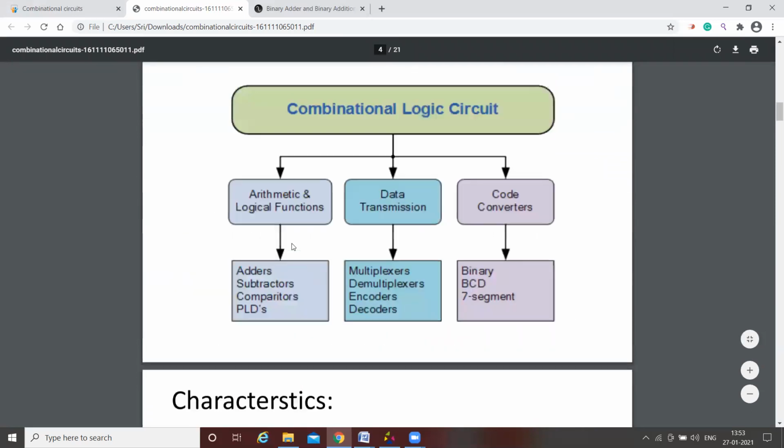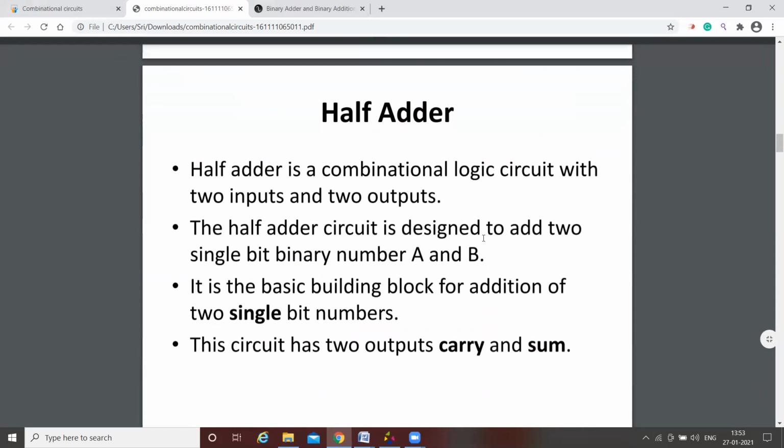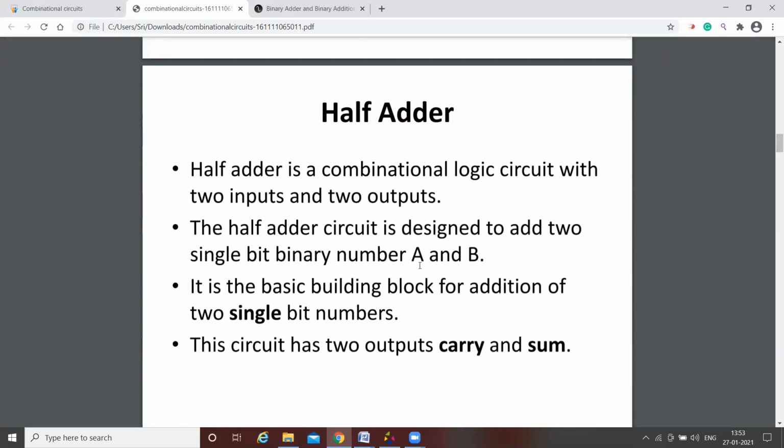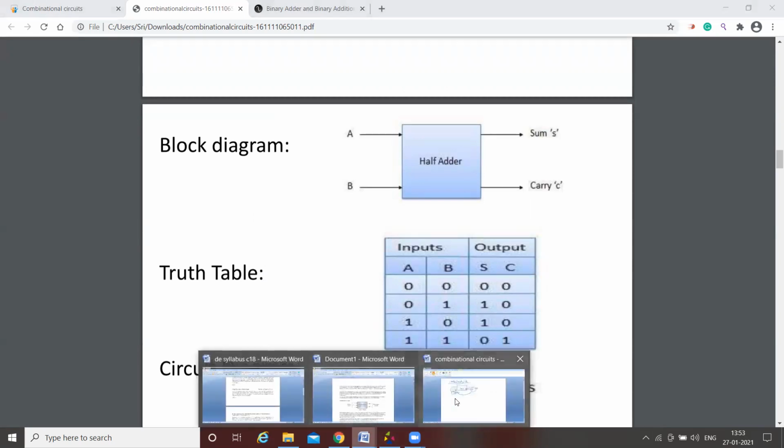We have already seen the arithmetic and logical functions. In that, adders are there. First we'll see the half adder. A half adder is a combinational logic circuit with two inputs and two outputs. The half adder circuit is designed to add two single bit binary numbers A and B. It is a basic building block for addition of two single bit numbers. This circuit has two outputs, carry and sum.